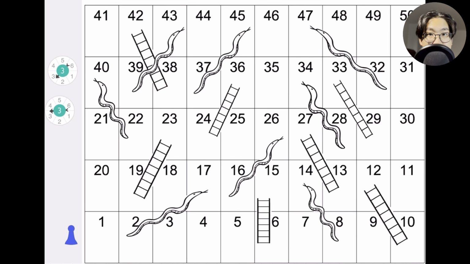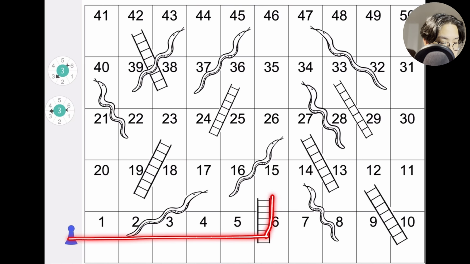The instructor should prompt the student to try using addition to see where that takes them instead. Using addition, they get 3 plus 3, which gives them 6. Landing on the 6 is the bottom of a ladder, which takes them up to 15, which in this case is obviously a more optimal decision and choice rather than going to 9.